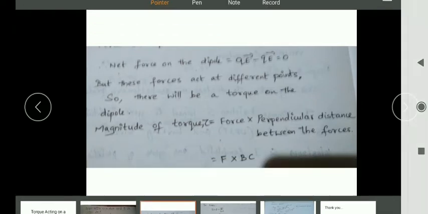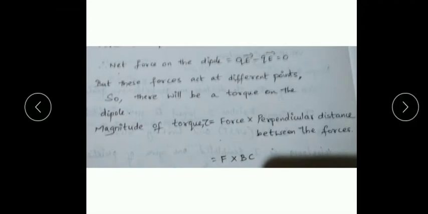Two forces are acting at two different points because the dipole is separated by two charges. In a dipole, two charges are separated by a small distance 2a. That is why a couple is acting. So it satisfies the condition to have a torque. Therefore, there will be a torque on the dipole.